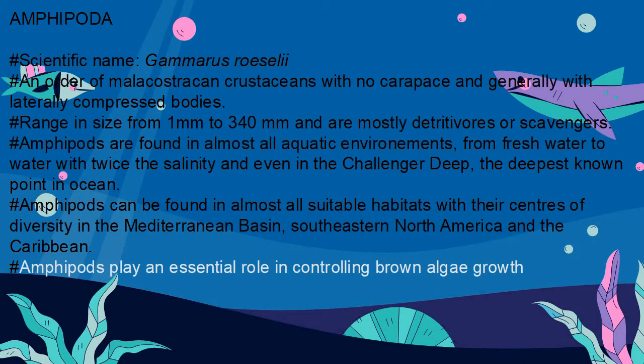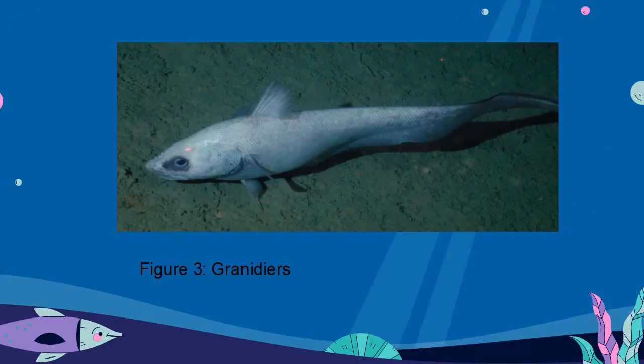This creature can be found in almost all suitable habitats, with the centers of diversity in the Mediterranean basin, southeastern North America and the Caribbean. Amphipods play an essential role in controlling brown algae growth.